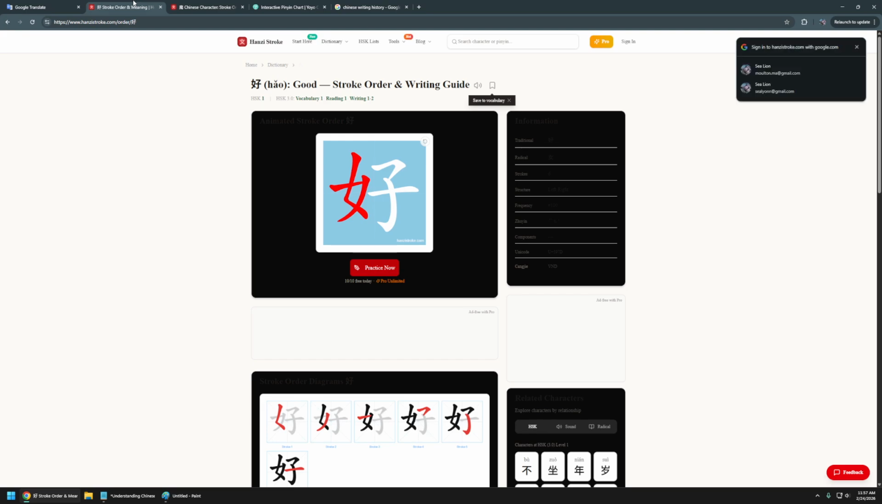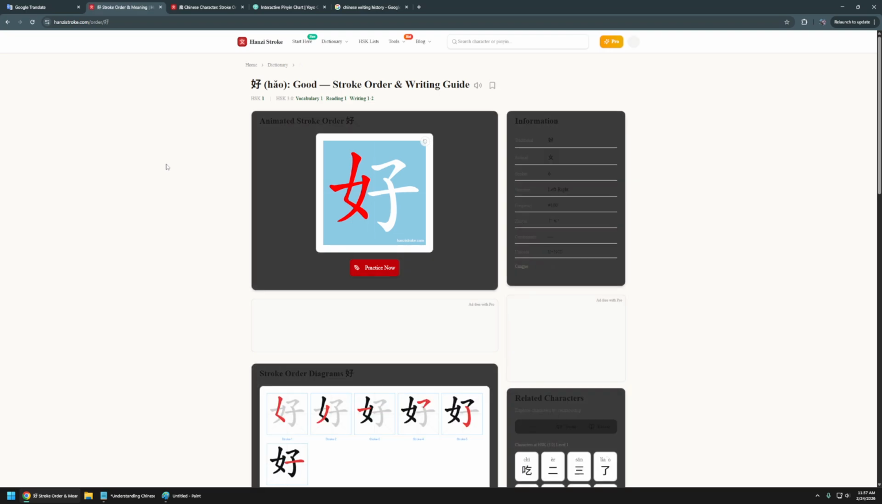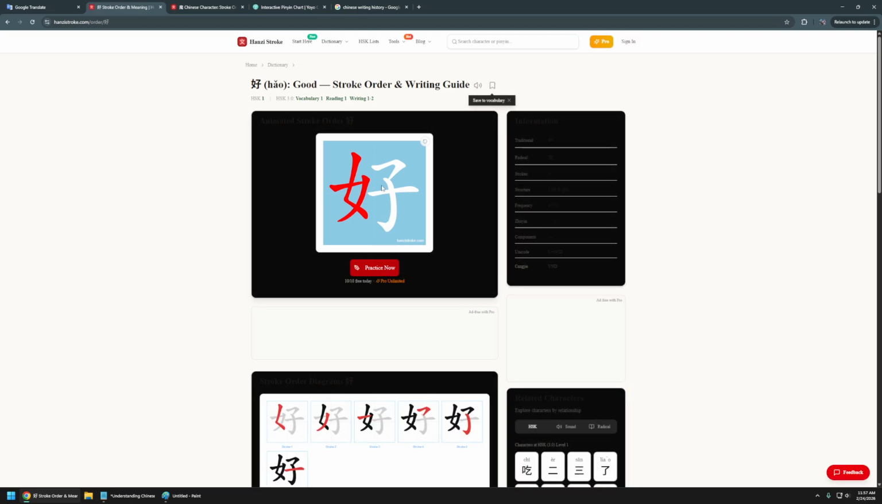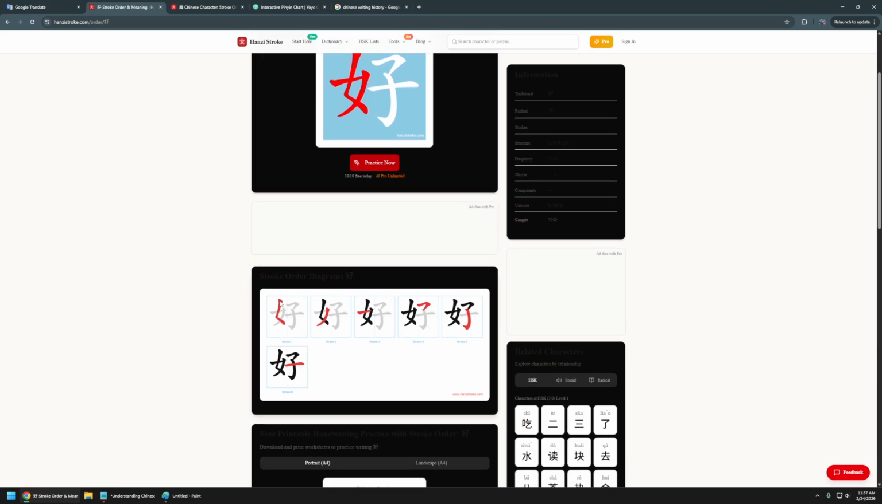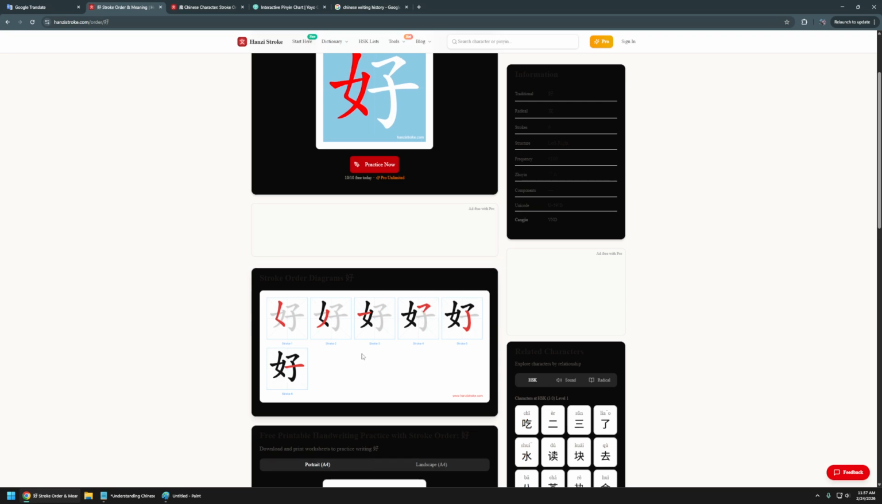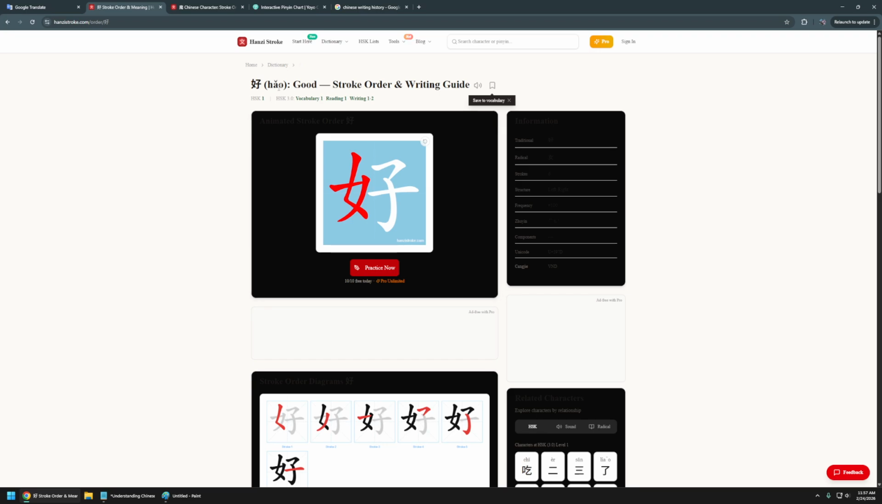Just show you an example here. So how do we write these characters? You can see here, it's not going to do the animation. Anyway, you can see the stroke order here. You start with this one, then this one, then this one, then this one. So this one takes 6 strokes, right? This is the Hao from Ni Hao.